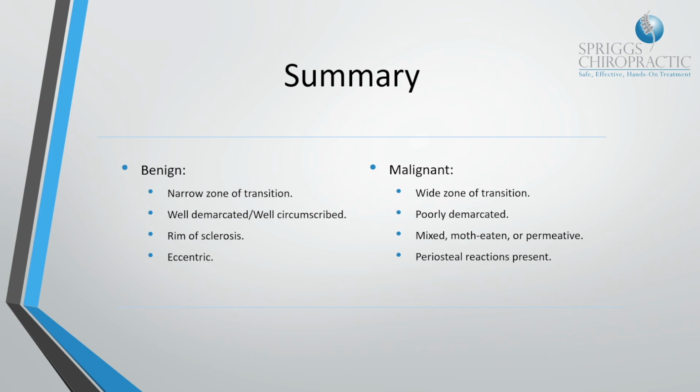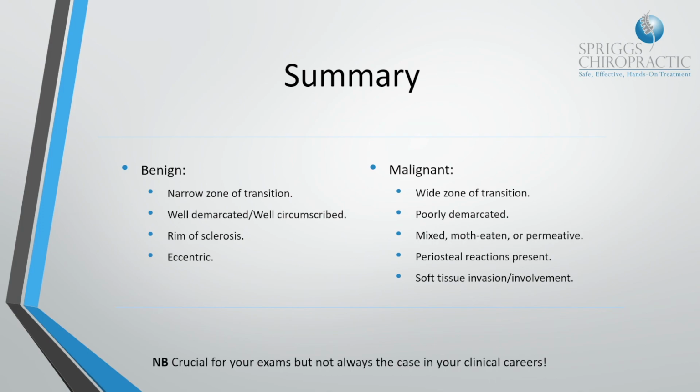Malignant tumors are much more likely to have that periosteal reaction that can also be mixed, so you'll have that laminated, hair on end and sunburst appearance within them, and the malignant tumors are going to have that soft tissue invasion or involvement as they breach through the cortex, take out the periosteum around it, and invade into the soft tissues. This is crucial for exams for you to better understand this, guys. I hope you found this video helpful, but please, like I say, always keep in mind that this is not 100% foolproof.